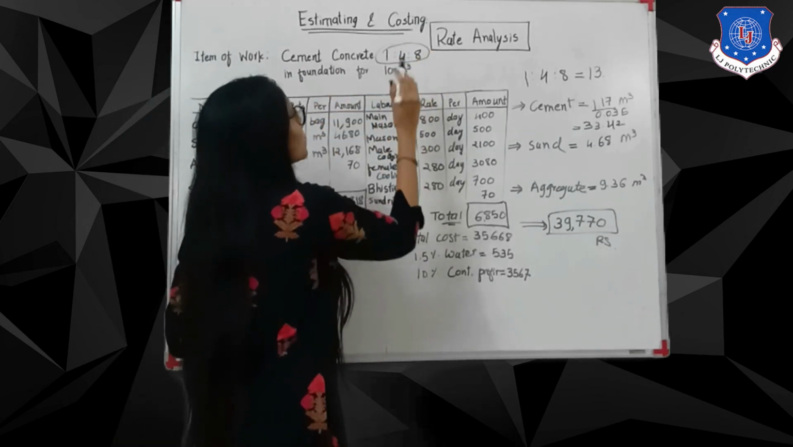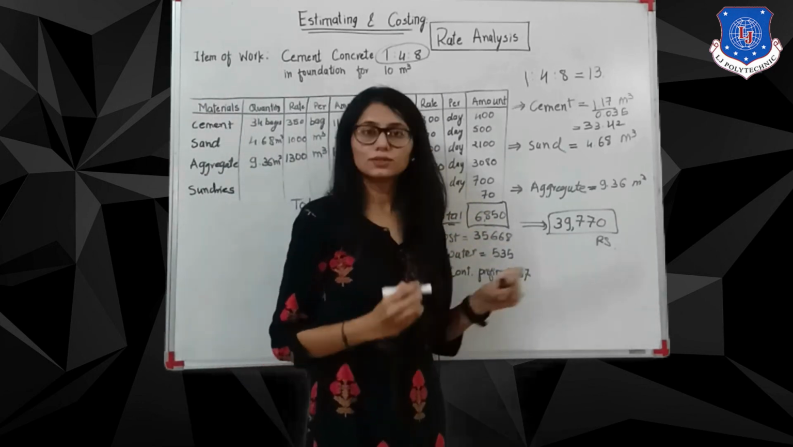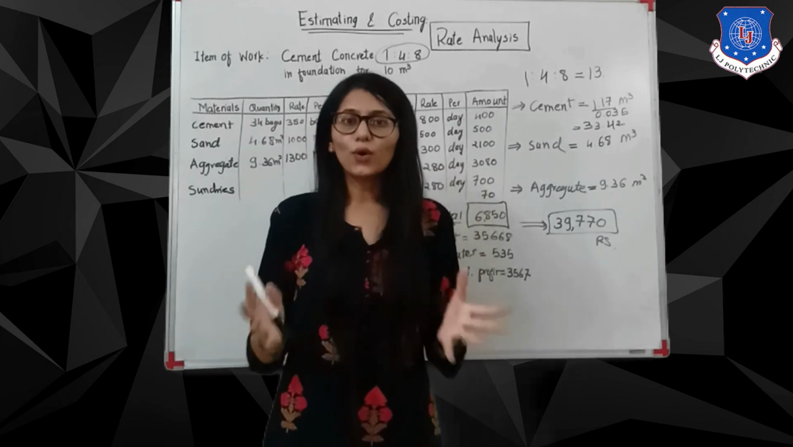If we are using this proportion, the final cost of labors and materials is 39,770 rupees.